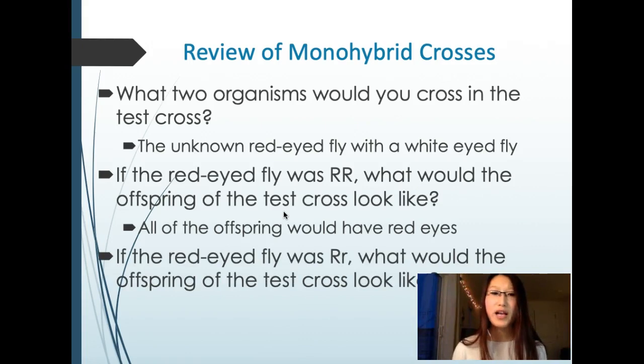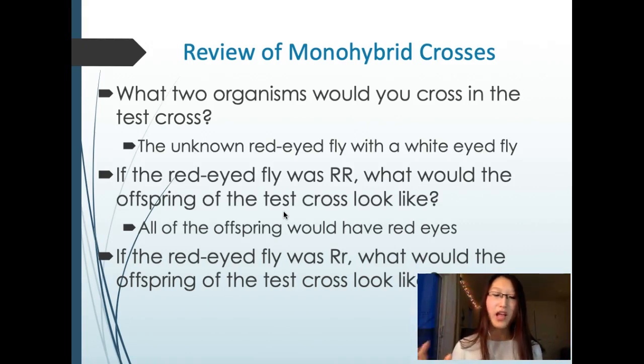But try the other Punnett square too. Pause the video and do the Punnett square. If the red-eyed fly was big R, little r, you purposefully cross that with a white-eyed fly, so that has to be little r, little r. When you do the Punnett square, you're going to see half of the offspring would have big R, little r, and half of the offspring would have little r, little r.